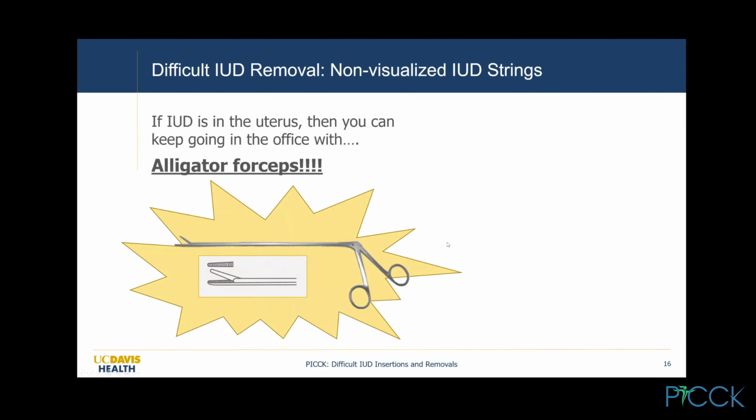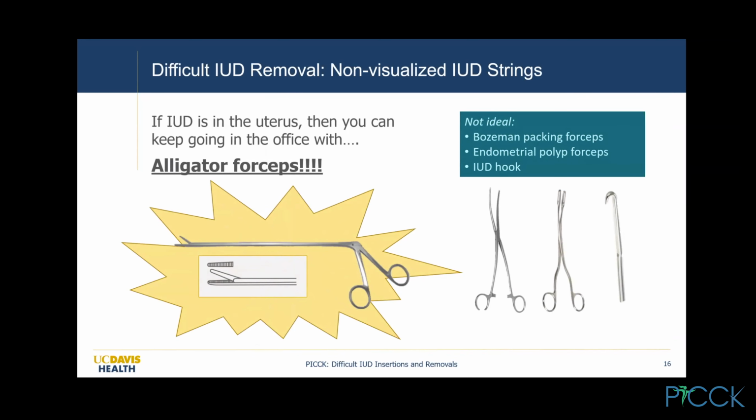You'll see that some people will use other kinds of forceps, such as a Bozeman packing forceps, which is the forceps on the left, and a mitral polyp forceps, which is in the middle, and the IUD hook, which is on the right. I don't generally recommend these instruments, mainly because you'll notice that the fulcrum or the hinge of these forceps is quite far from the tips, versus an alligator forceps where the hinge is quite close to the tip. Now this matters because if you're inserting this instrument into the uterus, you can see that for the alligator forceps, once you have inserted the instrument, you can open those jaws fairly wide and you have a lot of maneuverability. Having the hinge outside the cervix means that you're going to limit how wide you can open any of these other forceps in order to grasp the IUD.